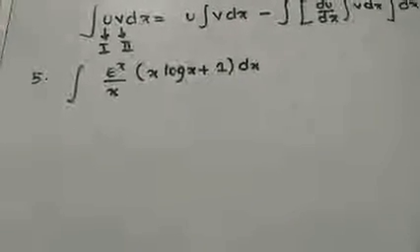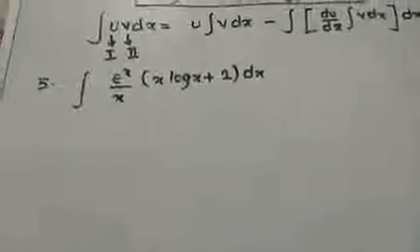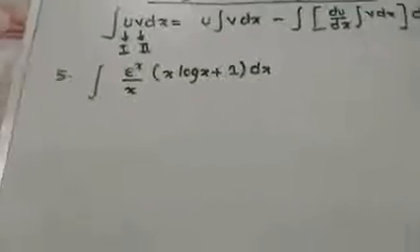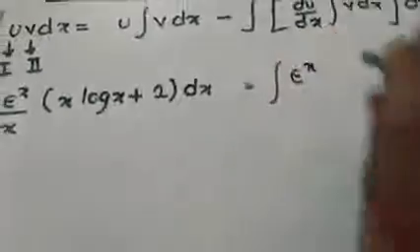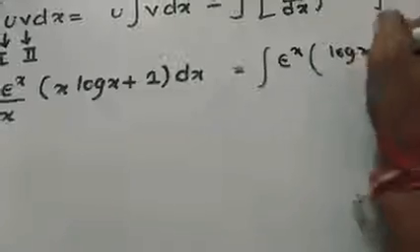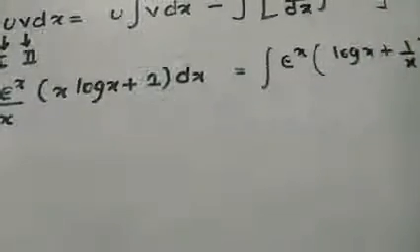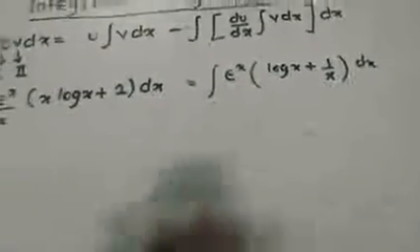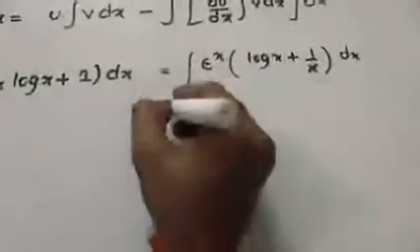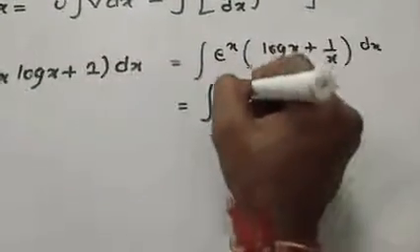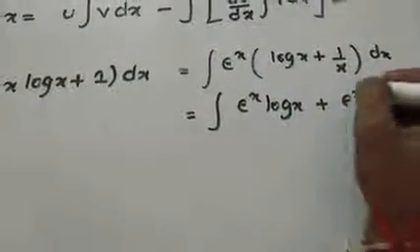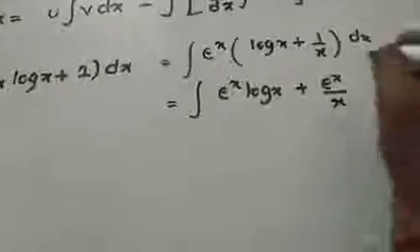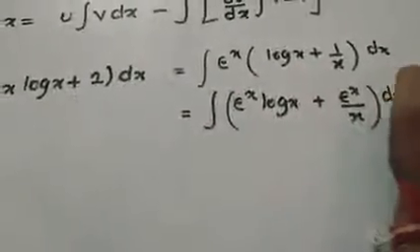Question number 5, integration of e to the power x by x into x log x plus 1. This question we have already done earlier today, and I have shown how to simplify it, just by multiplying, and we will get log x plus 1 by x dx, without using the short trick. Now first of all multiply by e to the power x. So e to the power x log x plus e to the power x by x into dx.